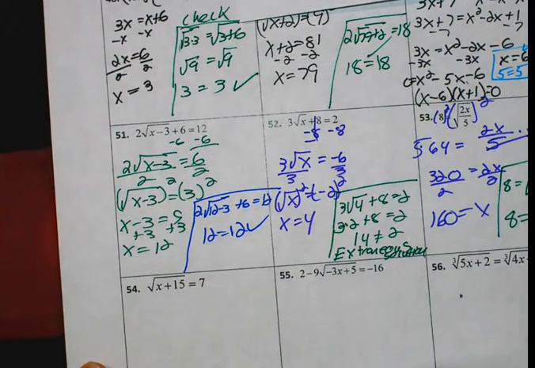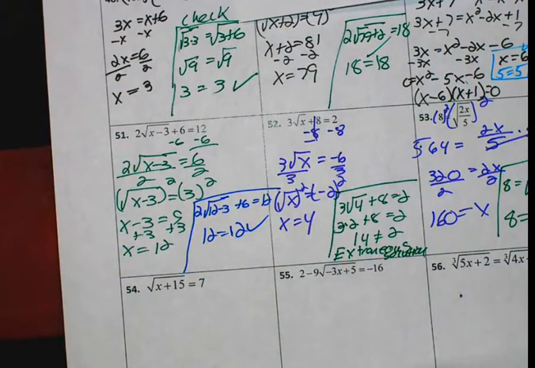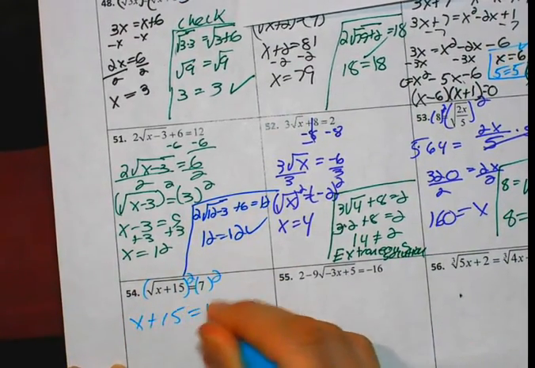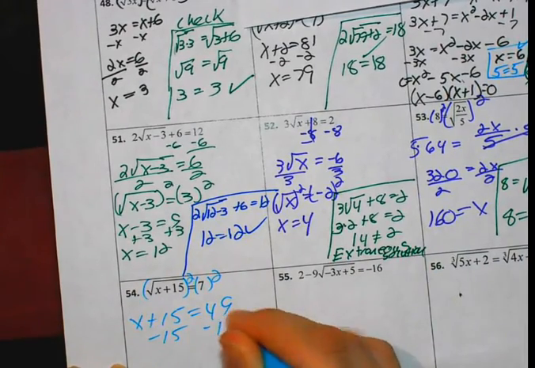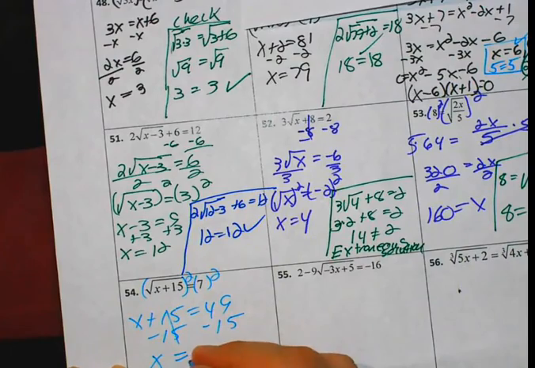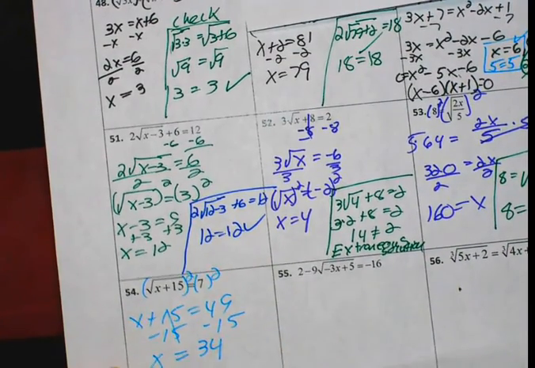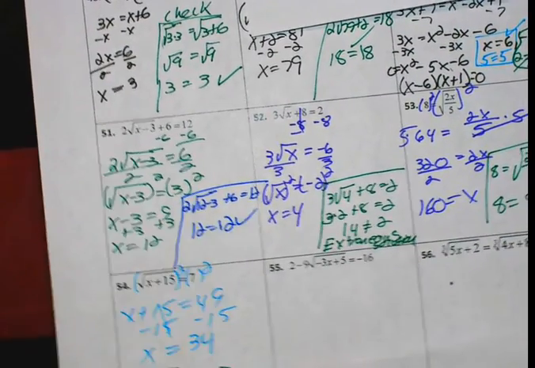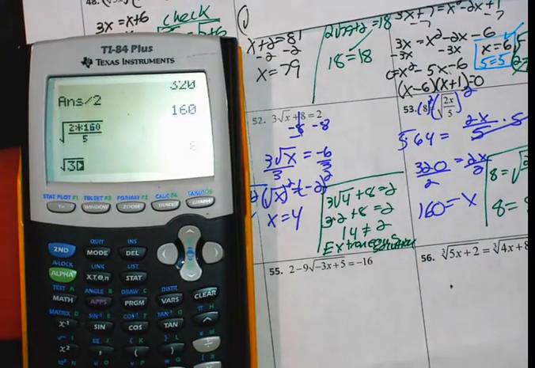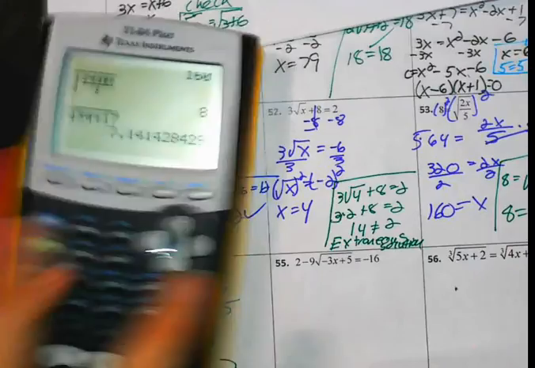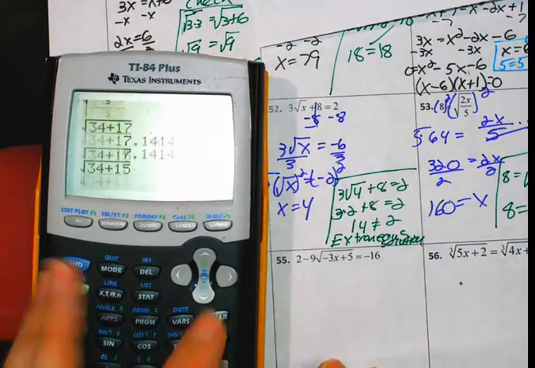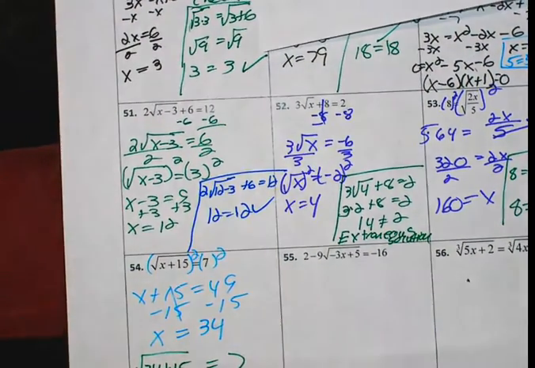Okay, keep going. This one's already isolated. So I'm going to square both sides. x plus 15 equals 49. Minus 15 on both sides. x equals 34. I'm going to check. Square root of 34 plus 15 equals 7. Square root of 34 plus 15 is 7. 7 equals 7, so it checks.